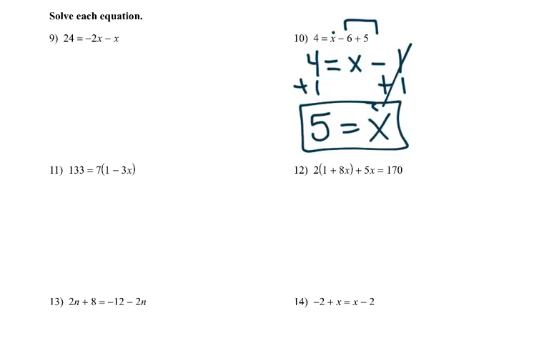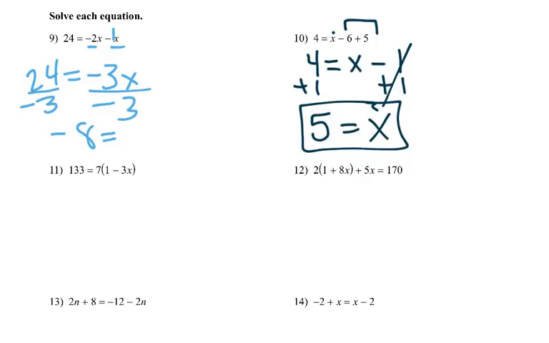Okay, so jumping back to number 9. If we have 2 x's, we can combine them. So that's like -1 and -2, so it'd be -3x equals 24. We divide by -3, and we get -8 equals x.